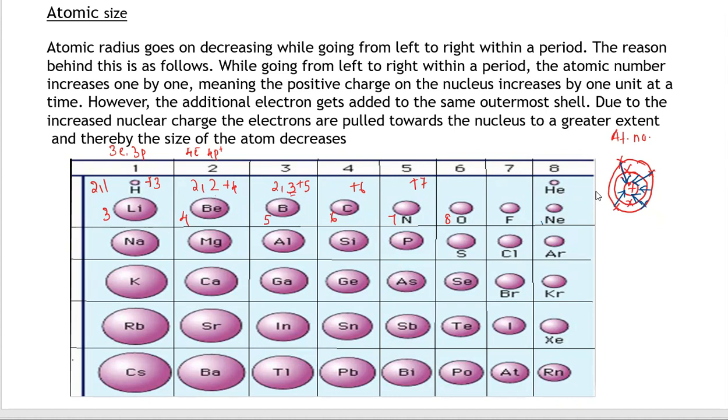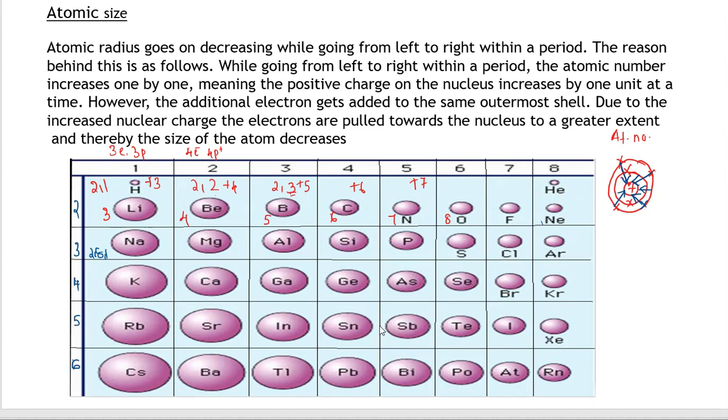Now let us take the case of a group. In a group, just look at the diagram, what you are seeing. Size is increasing. Why is the size increasing? Let us discuss that. Here, lithium, electronic configuration is 2, 1. Number of shells, 2. Sodium, electronic configuration 2, 8, 1. Number of shells, 3. Potassium, number of shells, 4. Rubidium, number of shells, 5. Cesium, number of shells, 6.